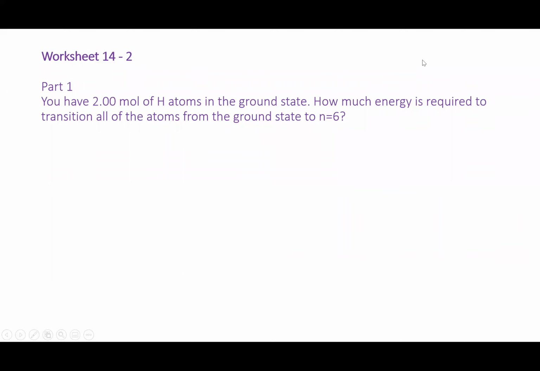For question 2 in worksheet 14, let's say that part 1 says you have 2 moles of hydrogen atoms in the ground state. So how much energy would that mean we need to have in order to transition all of the hydrogen atoms from the ground state to n equals 6?